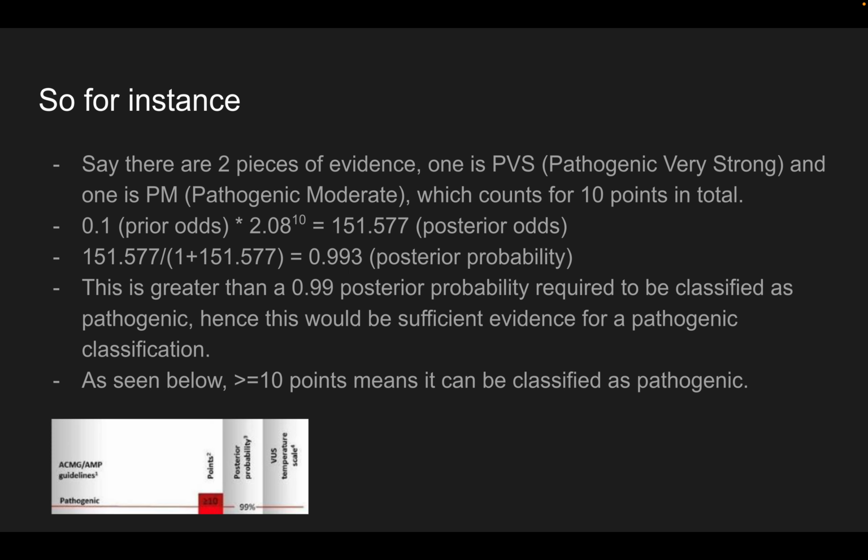So, since it's greater than 0.99, it can be classified as pathogenic, as you can see here for the posterior probability, which is sufficient evidence for a pathogenic classification. And as you can see here, above 10 points means it can be classified as pathogenic.